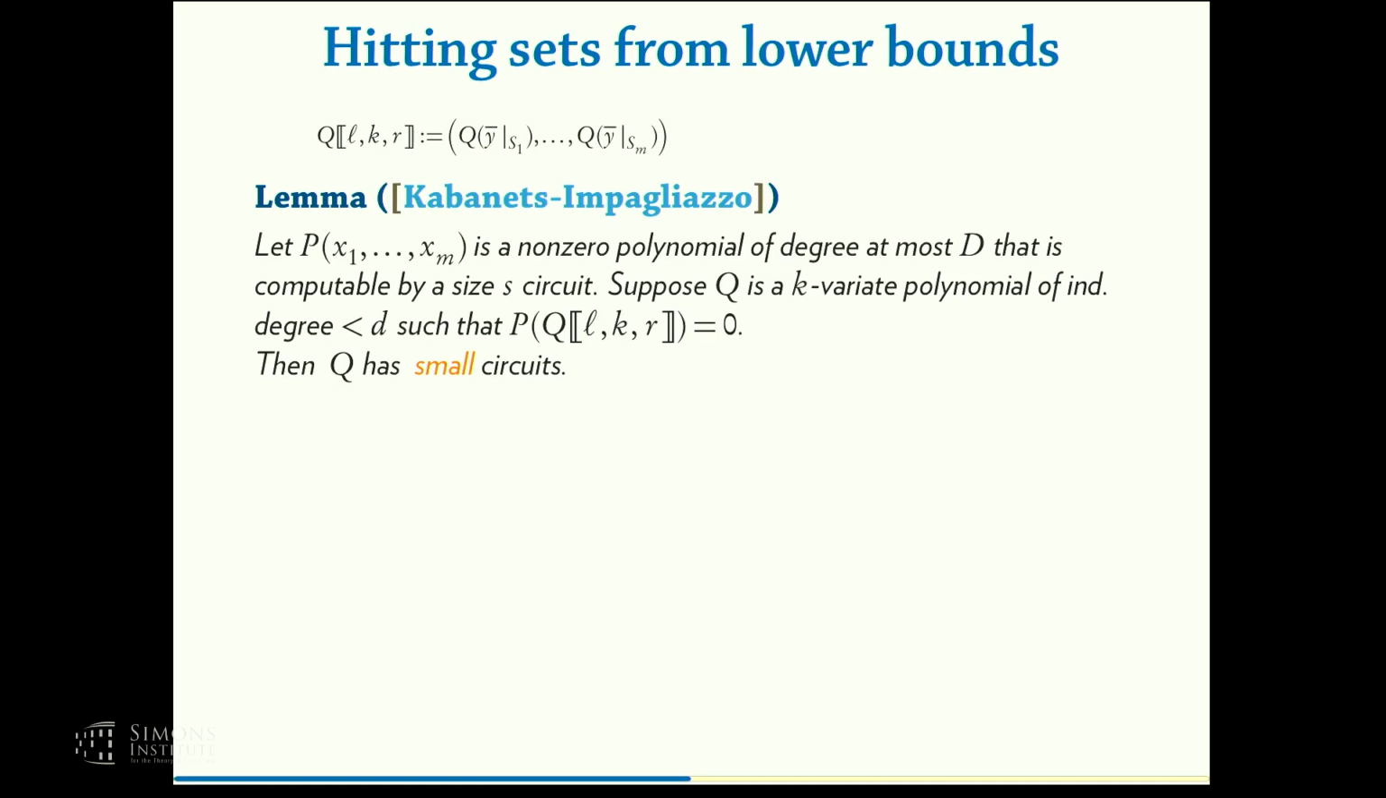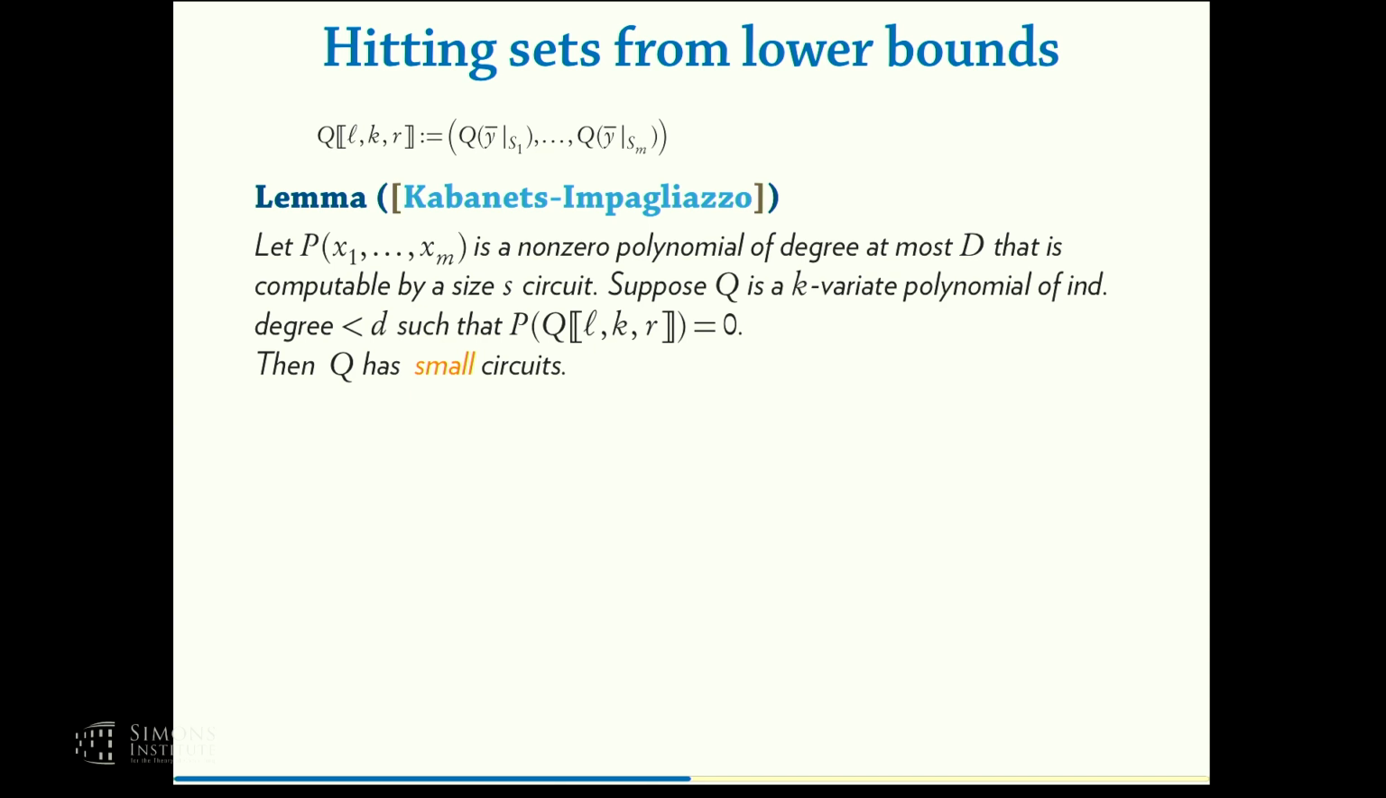Good. Here is the main lemma of Kabanets and Impagliazzo. It says: let P be some non-zero polynomial of degree capital D, and it has a small circuit. Suppose Q is a k-variate polynomial of individual degree less than small d, by which I mean the degree in every variable in Q is less than small d. And suppose it so happens that when I plug this in, I get the zero polynomial. Then it must be the case that Q has small circuits. This is the key lemma of Kabanets and Impagliazzo.